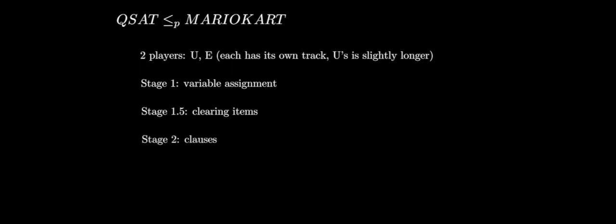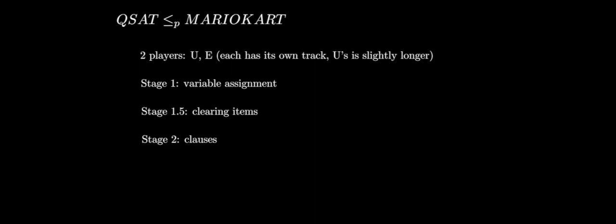If there's a satisfying assignment and the variables are set in such a way that there's a clear path for E to travel on, then E wins because it has a slightly shorter path. However, if the variables are not set properly, E will end up hitting a banana and will be slowed down by just a little.